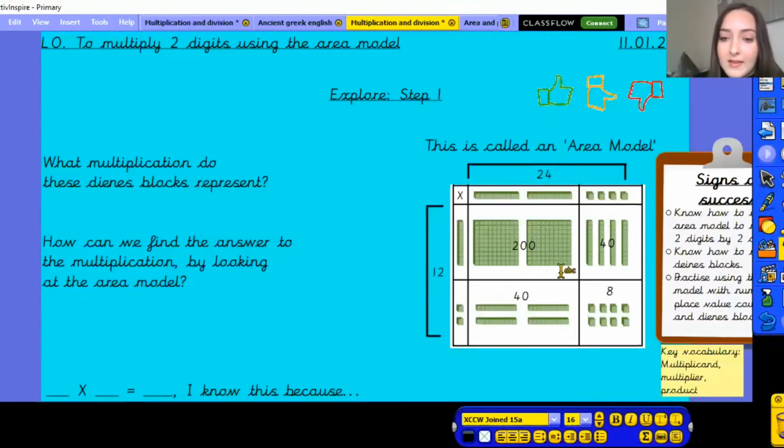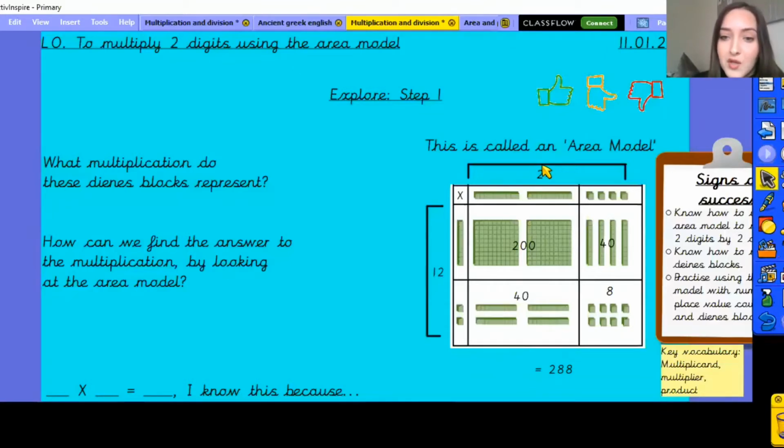But now we need to add these all together to get our answer. So we've got 200, 40, 8 and 40. So all together, that is 288. So we've found our answer to 24 times 12 by adding up all these Dienes blocks within the area model. And that is how we use the area model.